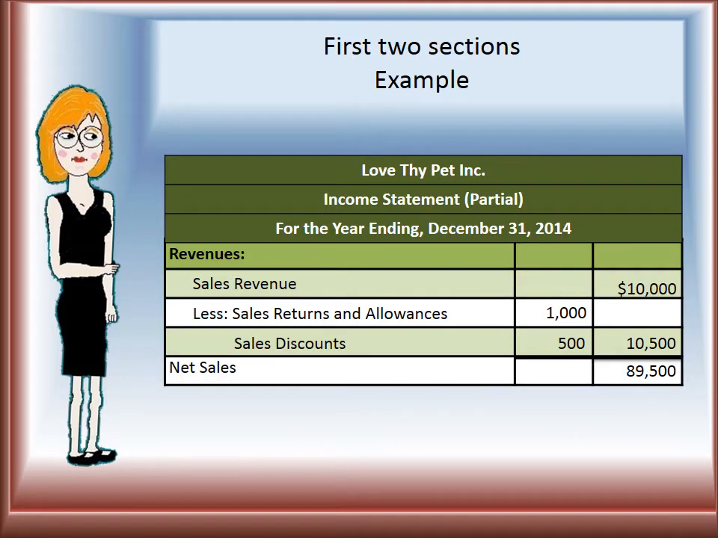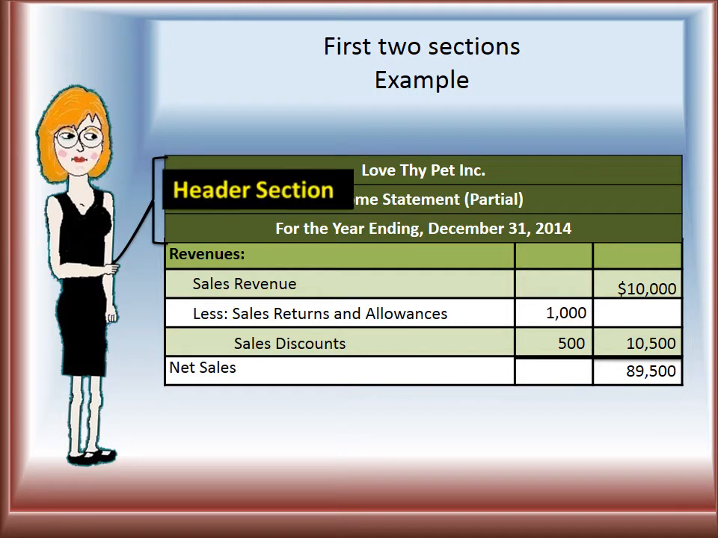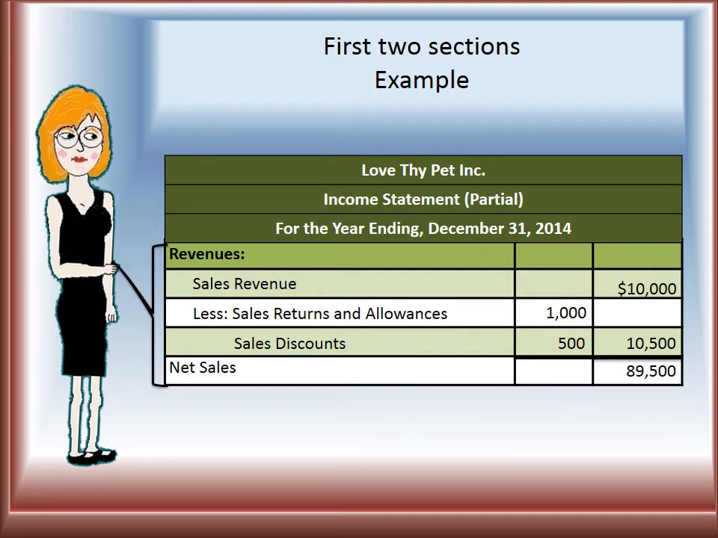Now let's look at putting these two together. We have the title header, which is the header section. Then we have the revenue section placed together, and it should look like this.